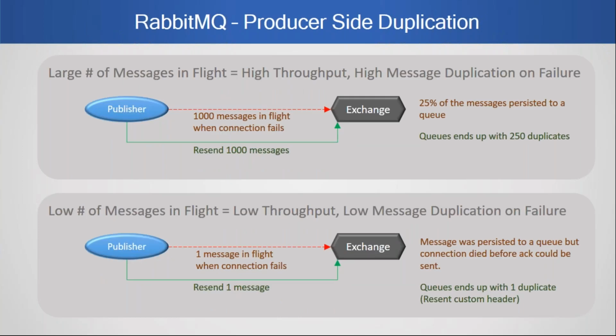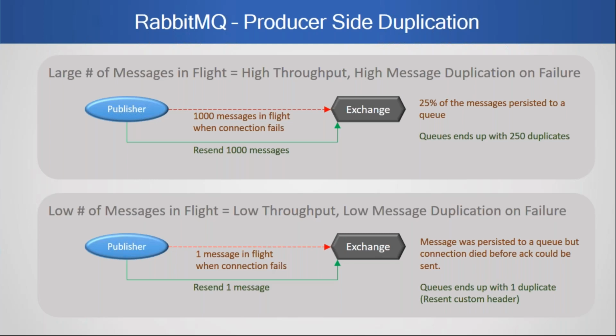Right, so we can get duplication on the publisher side. When we have large numbers of messages in flight, then we get higher throughput, but also higher message duplication when there are failures. So what does it mean that a message is in flight? That means that we've sent the message, but we haven't yet received an acknowledgement. So we can be sending messages one after the other, not waiting for the acknowledgements to come in.